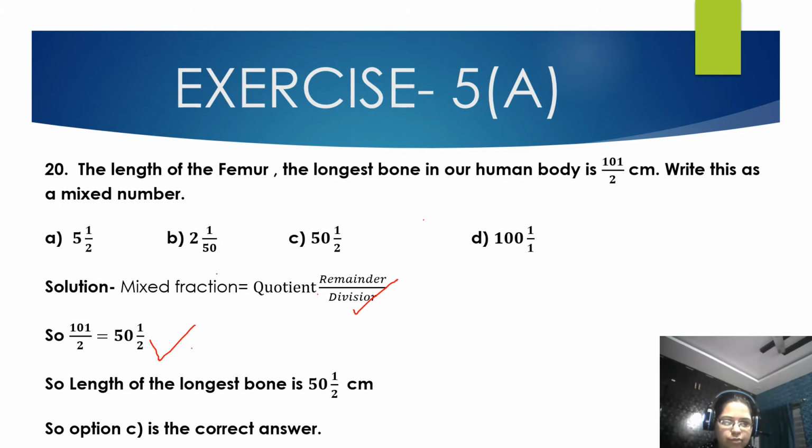So the length of the femur bone, the length of the longest bone, is 50 and 1 divided by 2 centimeter. That is in mixed fraction. So option C is the correct answer. Converting the improper fraction 101 divided by 2 into a mixed fraction, we get 50 and 1 divided by 2. That is option C, the correct answer.